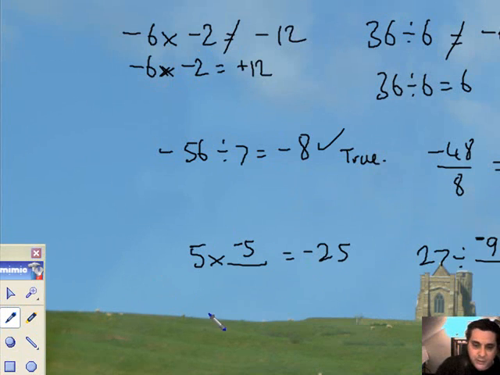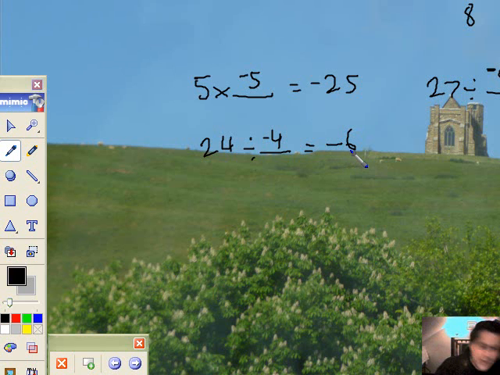One more then, go on. 24 is the last one. 24 divided by something makes minus 6. Well, what is 24 divided by 4? Well, 24 divided by 4 is 6, but it needs to be negative to make the whole answer negative. Right, I want to change pages now because I really fancy the next little instalment.